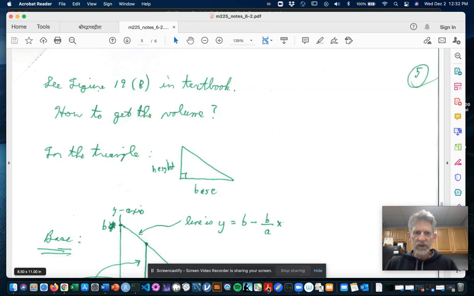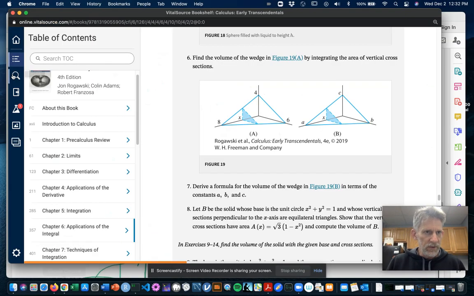Wanted to do one more example. It actually is exercise 7 in our textbook, and it's associated with figure 19b. So let's go ahead and pull up the textbook and get a look at it. So let me see, there we go, textbook.